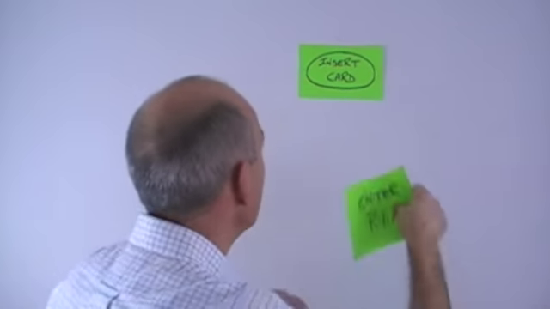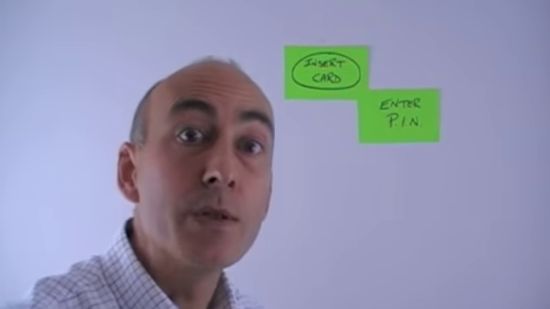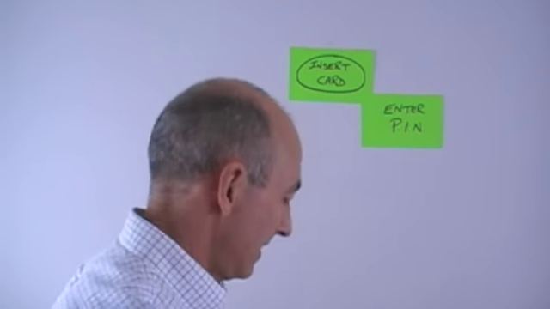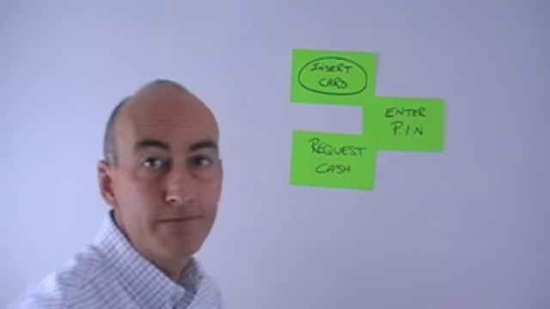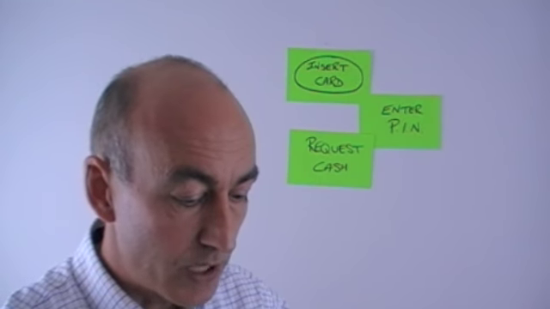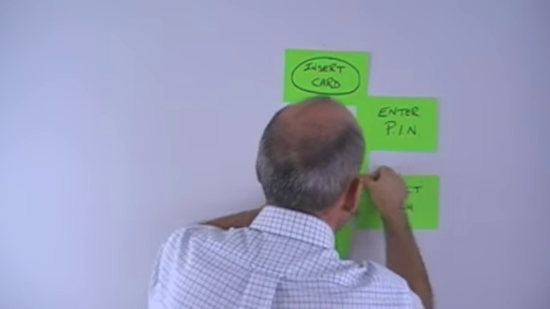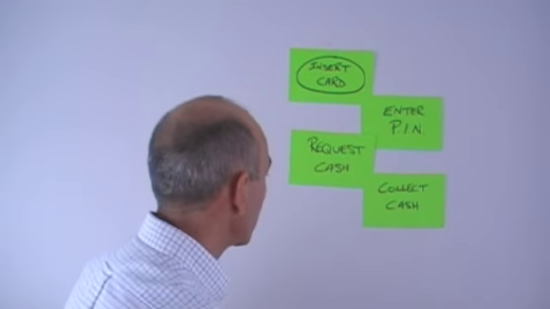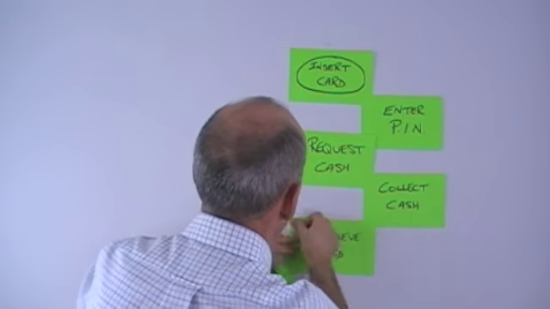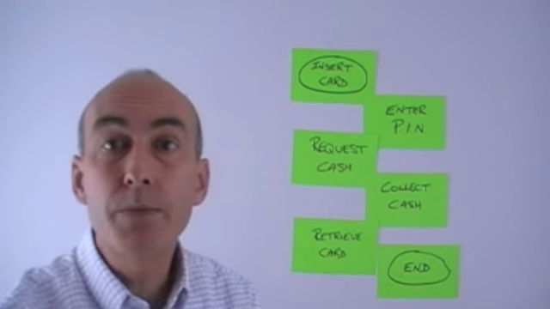Then I put my PIN in. Okay? So then they know it's me and they give me my money. And then I request some cash. Okay? So I type in how much I want out in the machine. And then I collect my cash. Okay. I retrieve my card. And then that's the end of my process.